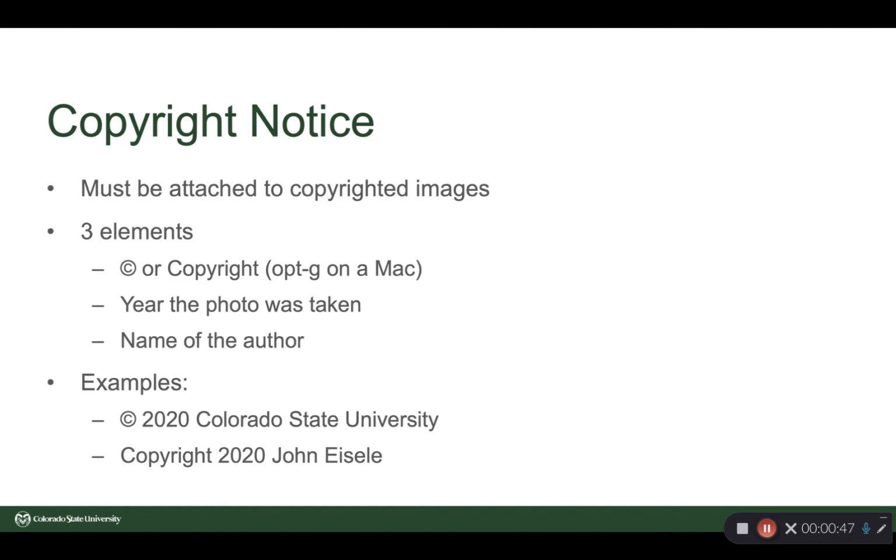There are three elements to a notice, either the symbol or the word copyright written out. And you can get that symbol with option G on a Mac. It's a nasty ASCII code on a PC, so my suggestion is cut and paste it. You need the year the photo was taken, and you need the name of the author. And you want the full legal name of the author, so if you might be confused with somebody else, maybe a middle name. Some examples would be copyright 2020 Colorado State University or copyright 2020 John Isley.